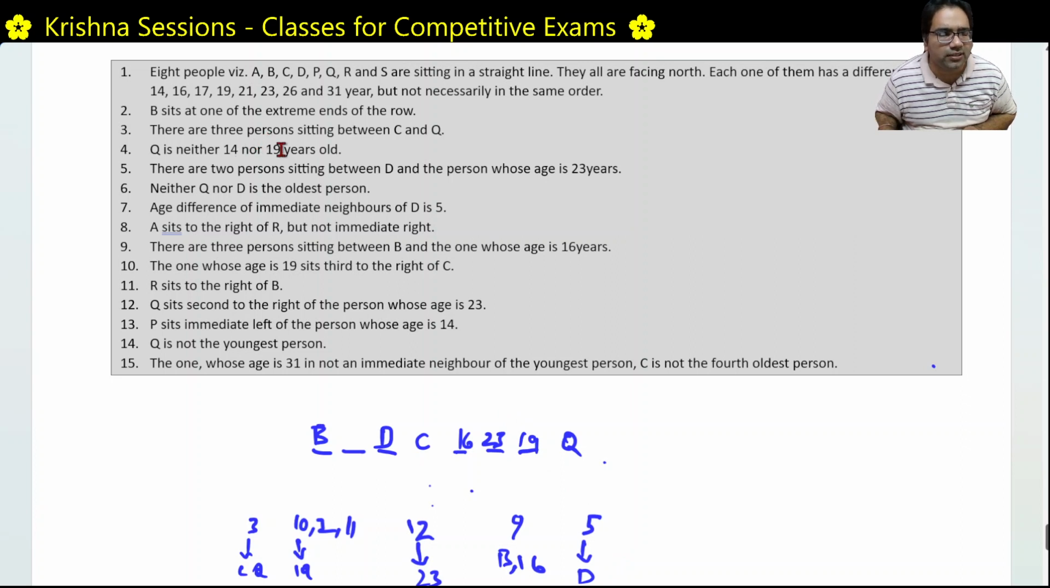Now, let's look at other conditions which can help. Q is neither 14 nor 19. This is one condition that we have not used. And P sits immediate left of the person whose age is 14. Q is not 14. P is sitting immediate left of 14. Right. So P has got 2 slots only. What are the slots available for P? There are only 4 slots for P, right? 4 letters are already taken, 4 more letters are there. But P sits immediate to the left of 14. So this is gone, this is gone. So either this or this is available for P.